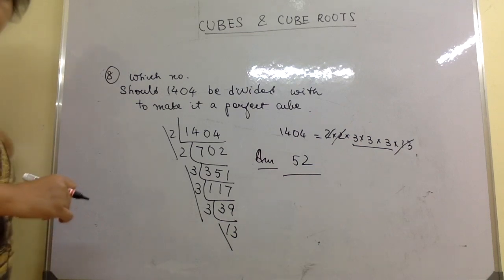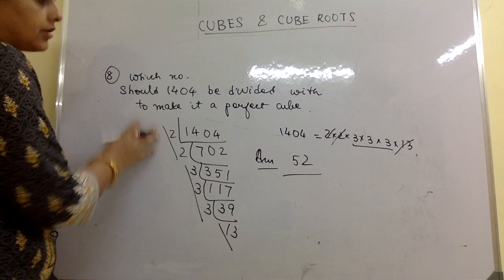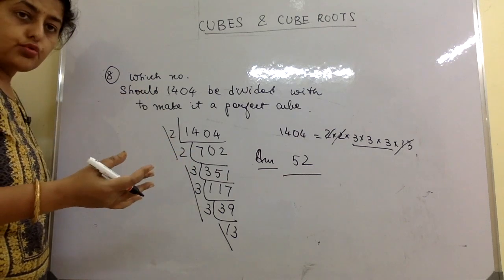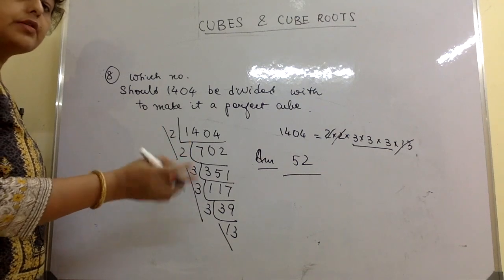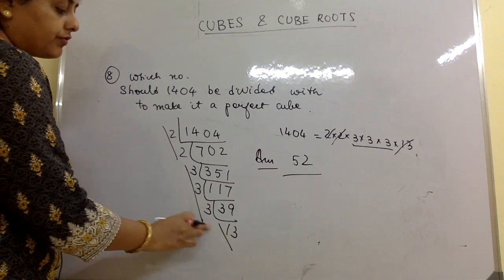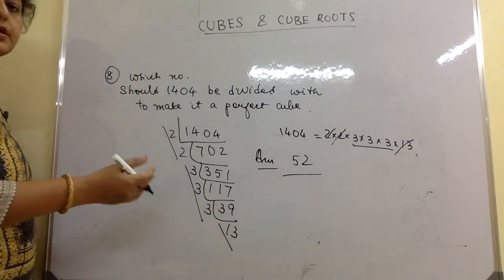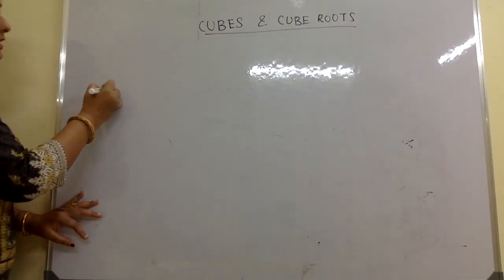So there are two ways in which we can make a perfect cube. One is that we can multiply. The same sum can be asked in two ways. One way is how we can multiply and make it a perfect cube. The other is how we can divide and make it a perfect cube. If it is division, you have to remove the factors which are not getting 3 sets of 3's. Now here comes the ninth question.